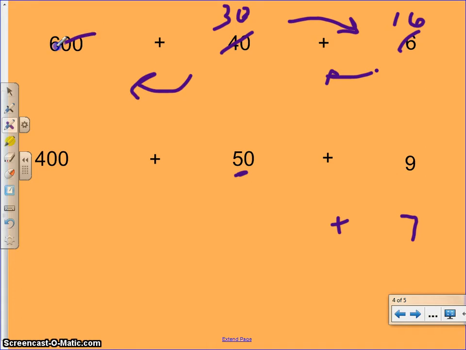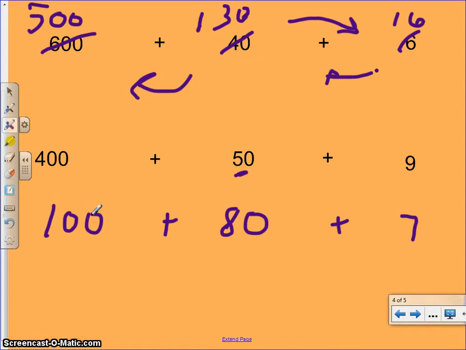and regroup. I cross out my 600 and I'm regrouping 100 from my 600, so it turns into a 500. Now I have 130 because I borrowed 100 from my hundreds place. Now I can actually subtract, and 130 minus 50, or 13 tens minus 5 tens, is going to give me 80, or 8 tens. And then finally I can subtract my hundreds place. 500 minus 400 equals 100.